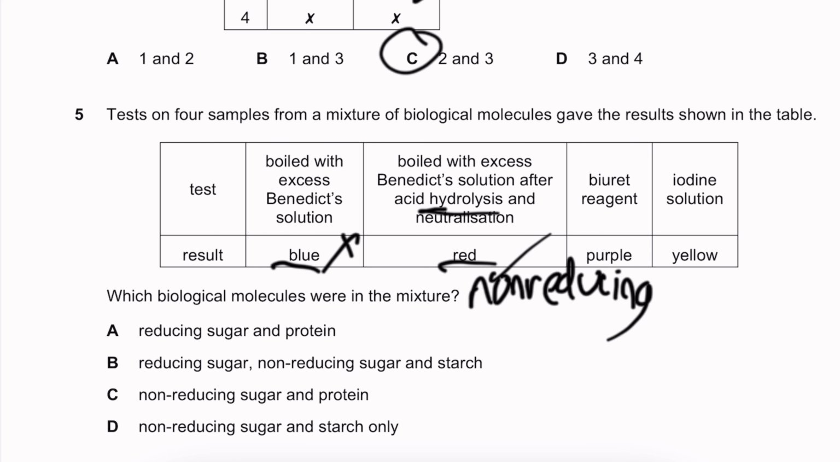Now, biuret reagent is purple, meaning it's a positive test for protein. Iodine solution is yellow, meaning it's a negative test for starch. So we should cancel out any option with starch or with reducing sugar. However, we should get the answer with non-reducing sugar and protein, which is letter C.